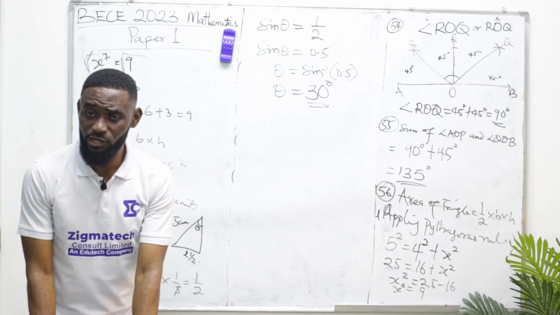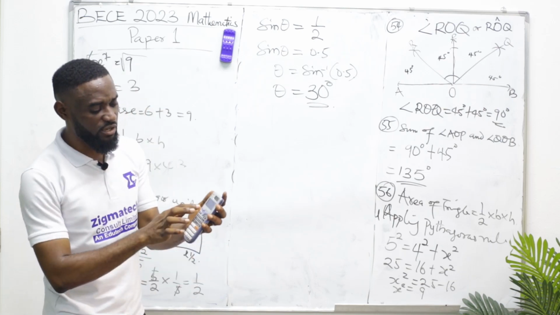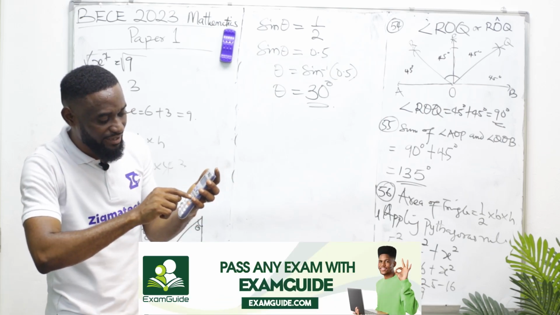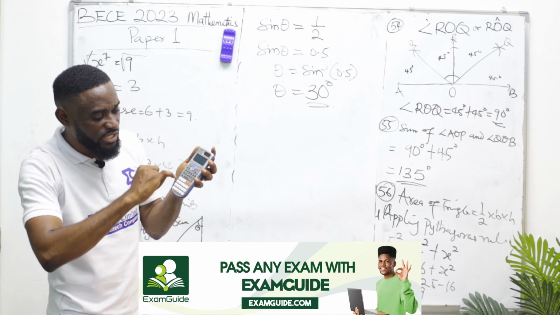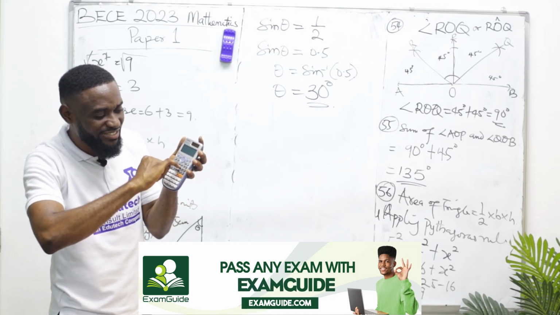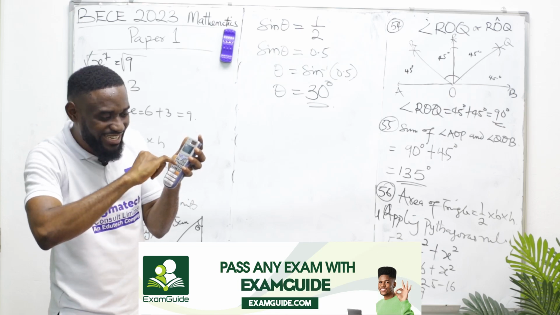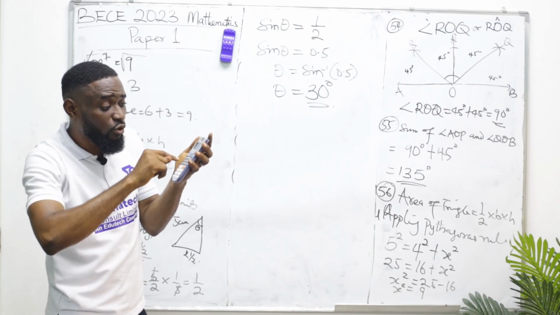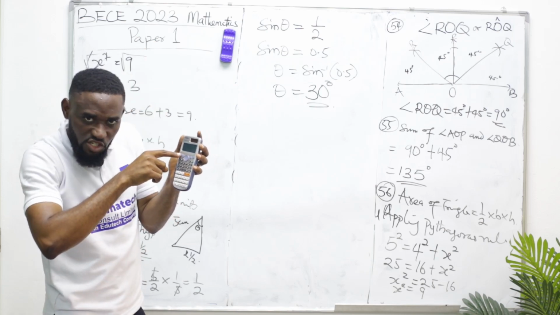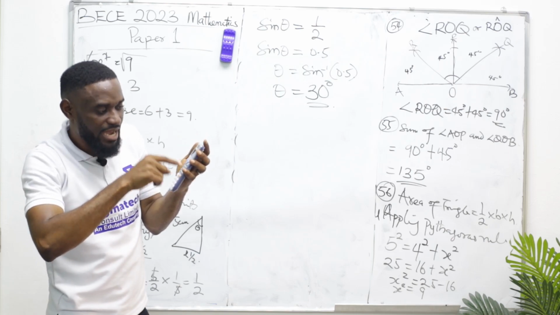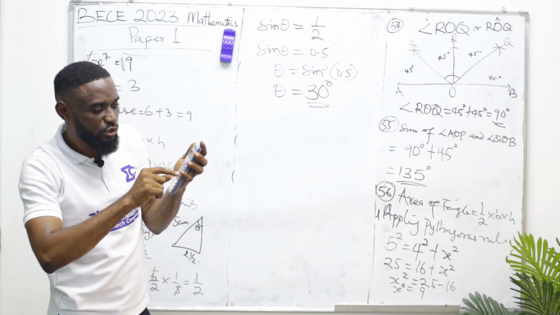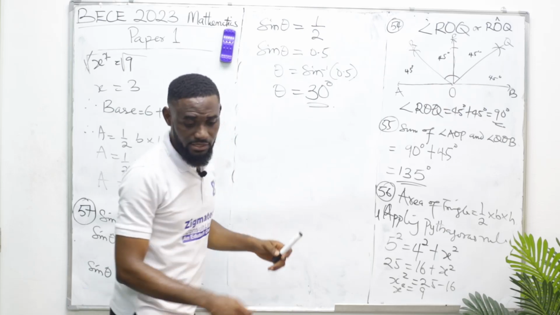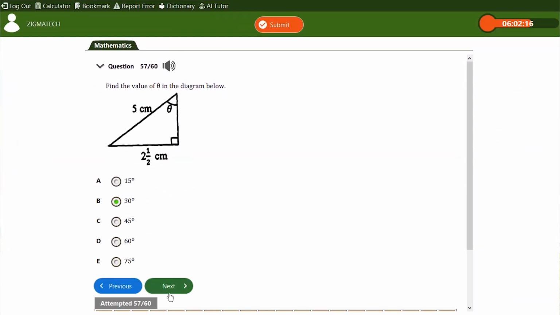If you have your scientific calculator, just press the shift key, which is the second function key. Press it and press sine, because if you check your calculator, you will see sine raised to power -1. So that is sine inverse. To get that function, press shift and tap on sine. Then put your 0.5. Once you do that, it gives you the answer 30 degrees. So our answer there is option B, all right?